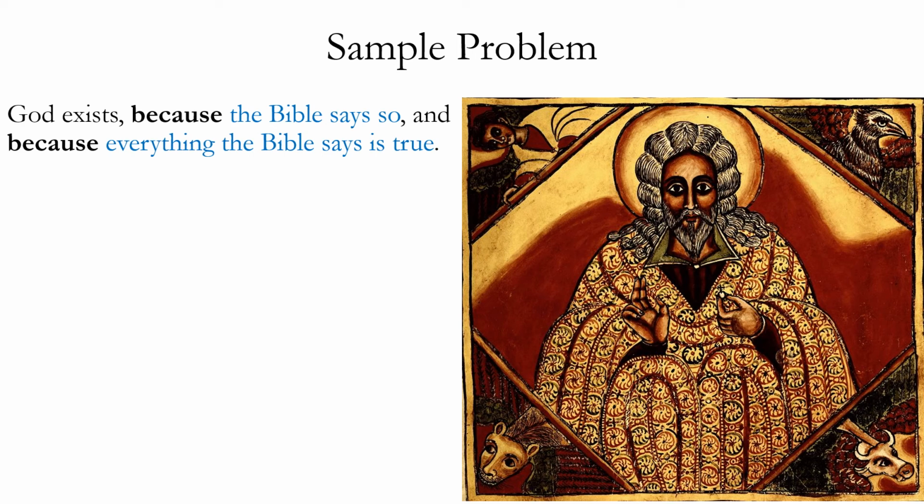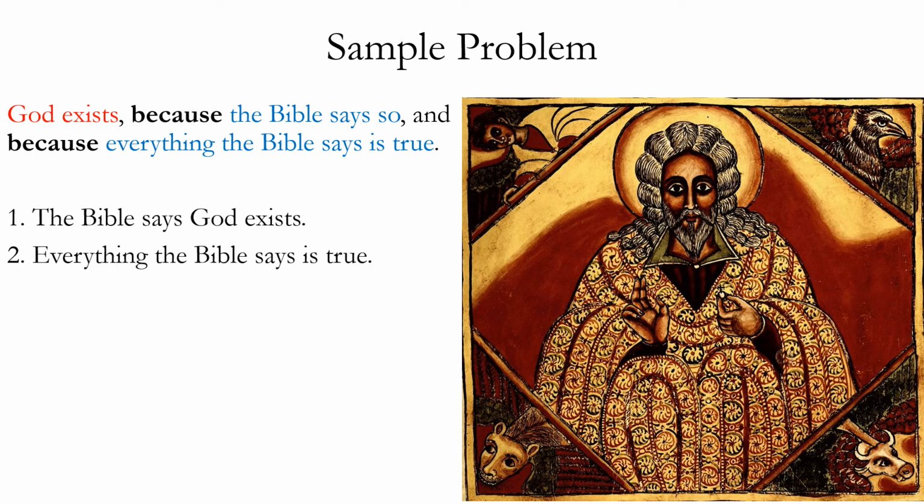So now we want to look for our conclusion. The first clause, God exists, is the conclusion of the argument because it's what it's trying to prove. It's trying to assert that the Bible says God exists, and everything the Bible says is true, therefore God exists. That's the basic idea of the argument. So now let's write that out into standard form. We start with the premises. The Bible says God exists, and everything the Bible says is true.